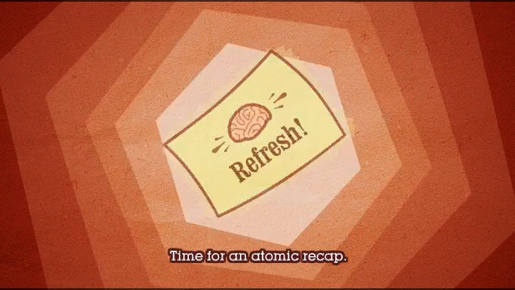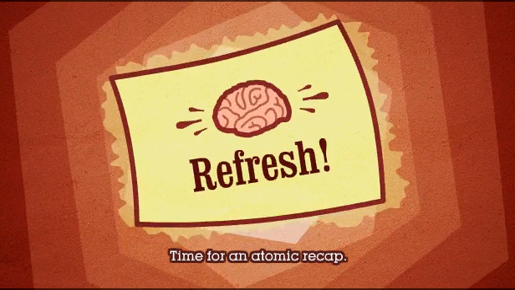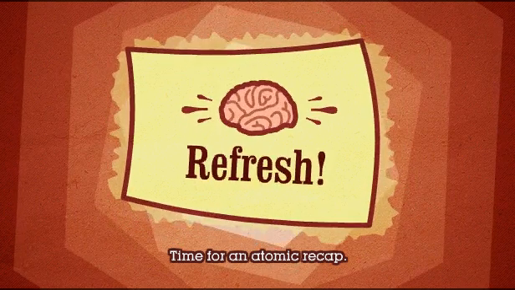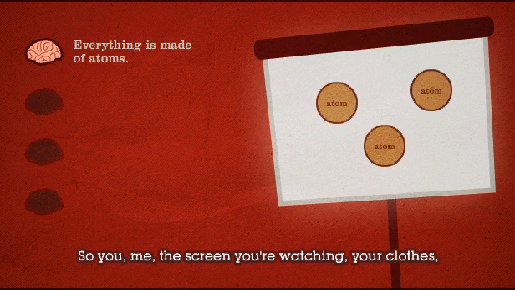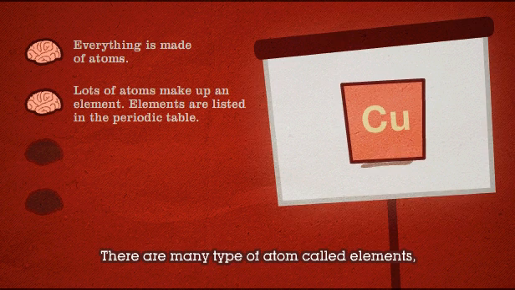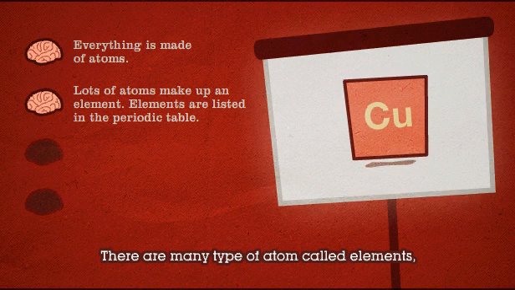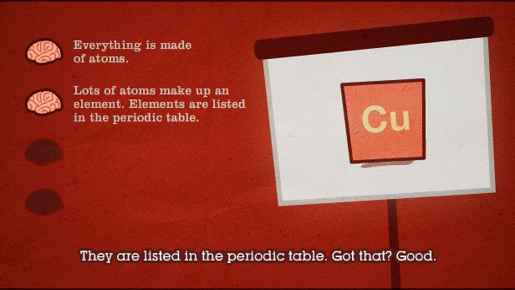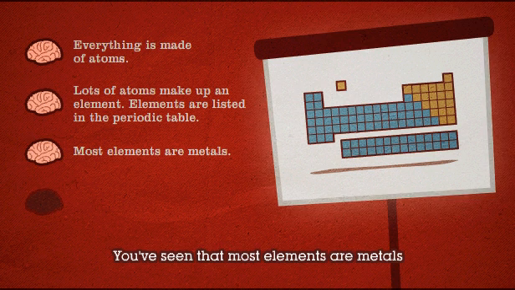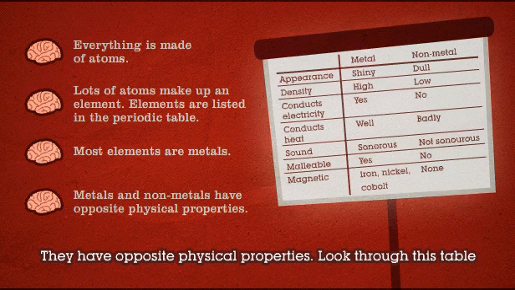Time for an atomic recap. So you, me, the screen you're watching, your clothes, your home, are all made up of atoms. There are many types of atom, called elements, like iron, sodium, carbon, and oxygen. They are listed in the periodic table. Got that? Good. You've seen that most elements are metals and a small amount are non-metals. They have opposite physical properties. Look through this table for a quick reminder of which does what.